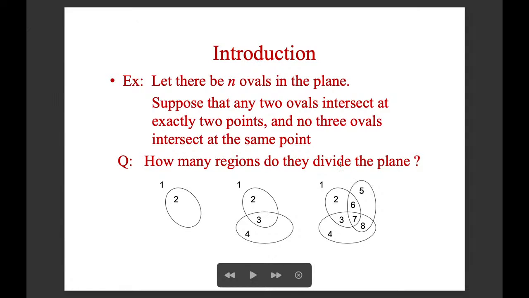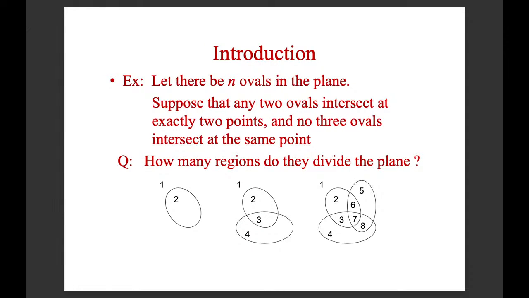If you look at this, one oval gives you two parts. With two ovals, you can find that there are 1, 2, 3, 4 different regions. And with 3 ovals, you are going to have 8 different regions. If we are not careful, we may fall into the trap of seeing 2, 4, 8, and 0 ovals gives 1. We see a pattern, 1, 2, 4, 8, and suspect that with 4 ovals it will be 16. But it is not correct.